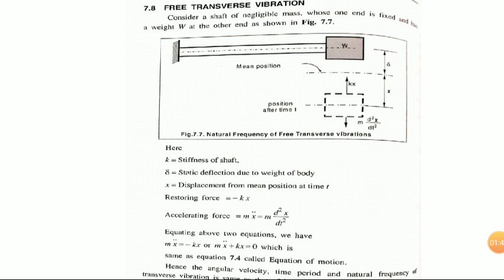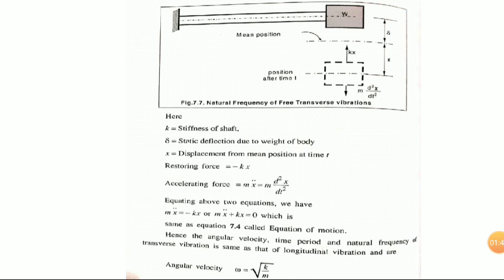So the restoring force is k into x, and the force due to acceleration is m into d square x by dt square. Equating both these two, upward force equals downward force, so m x double dot equals minus kx, or m x double dot plus kx equals 0. This is called the equation of motion.